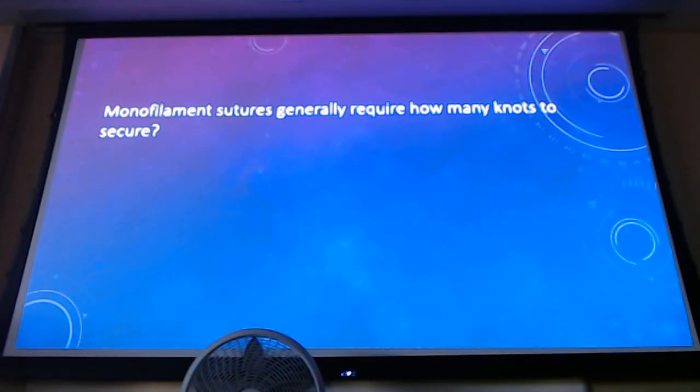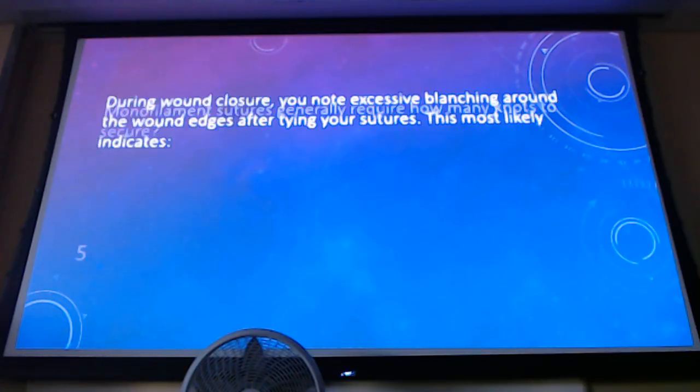All right. Monofilament sutures generally require how many knots to secure? Let's say monofilament, non-absorbable. 3 to 5. When you have the non-absorbable monofilament, think like nylon, like fishing line, you're not going to get a good knot in that, so you may have to do more knots in order for it to actually stick.